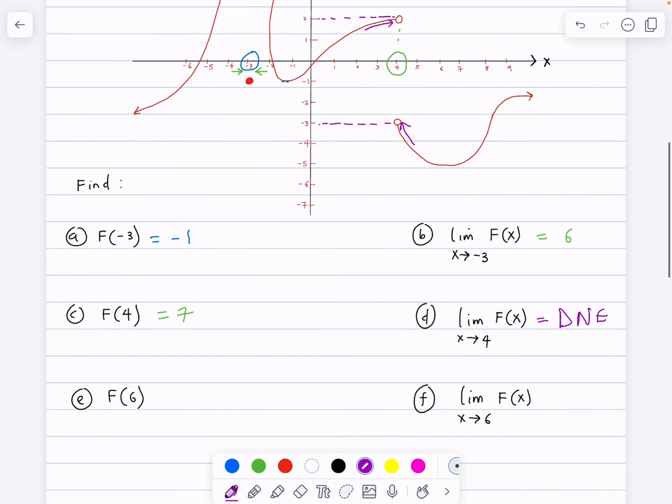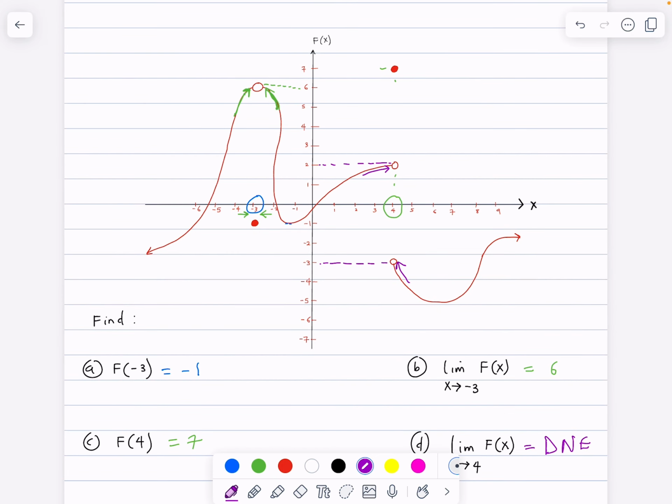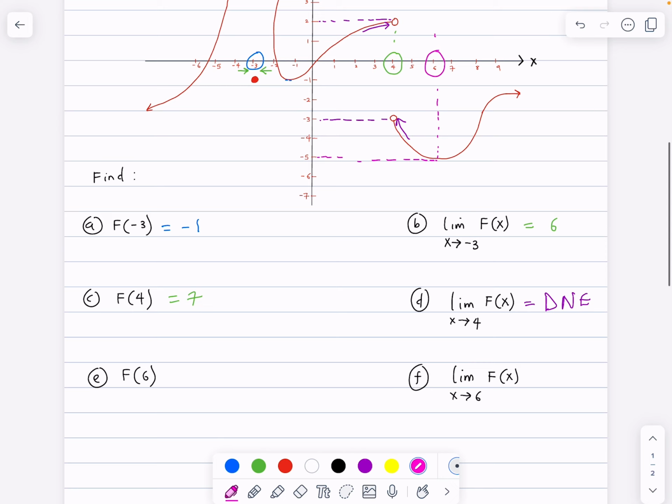Okay, so what about f of 6? F of 6, look at the graph very well. First of all, you locate where 6 is. So this is 6 here, right? If you go up, nothing, but if you go down, there is something. So if you go down, you can touch the graph. The y value there is just going to be -5. So f of 6 is -5.